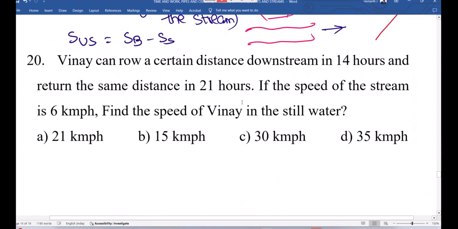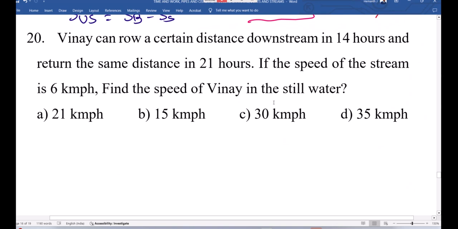Now, if you look into this question, Vinay in still water means Vinay is traveling in a boat. It's nothing but boat speed only. Vinay cannot go with that speed; a speed of 15 or 21 in water is not possible. So Vinay is traveling in a boat, and that boat speed is what they're asking. Now in the question, downstream can go for a certain distance, the same distance. Here distance is constant. It's pretty much similar to one of the questions we discussed already. Distance is constant, so speed depends on time inversely. Speed and time are inversely proportional.